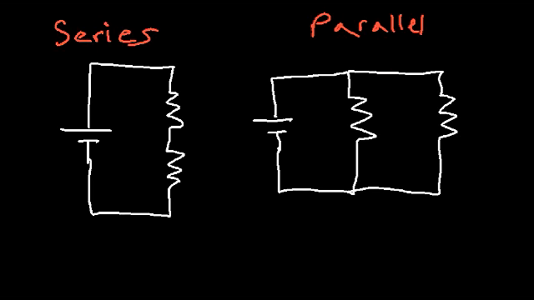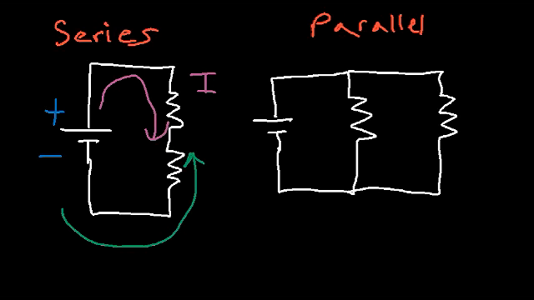The longer side of the battery is the positive side and the shorter side is the negative side. Conventional current flows from positive to negative. Conventional current represents the flow of positive charge, but electrons, they flow in the opposite direction, from negative to positive.